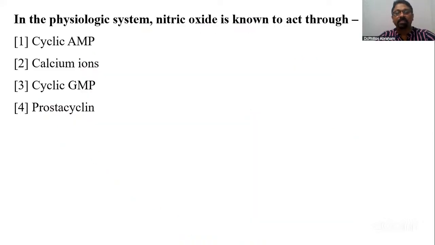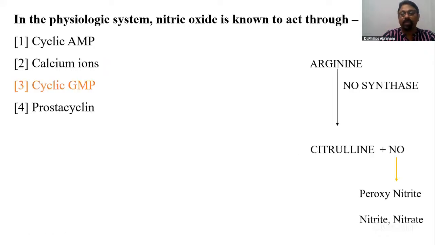In the physiological system, nitric oxide is known to act through. And nitric oxide was called the molecule of the decade in the last decade. From which compound is nitric oxide produced? You should know that nitric oxide is produced from arginine. Arginine, with one enzyme, nitric oxide synthase, converts to citrulline and nitric oxide.